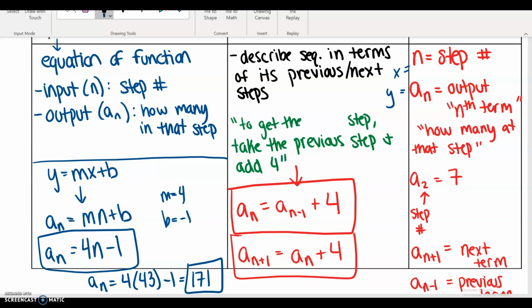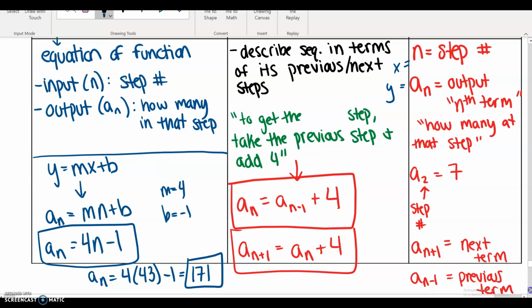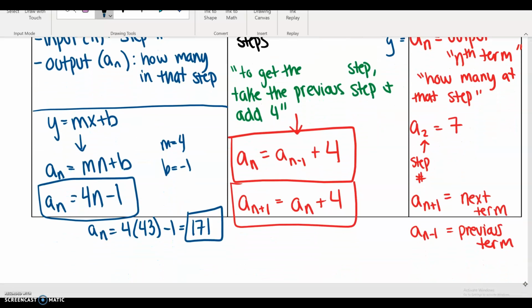Long story short. Okay, and that's one way to write an explicit formula, and it's nice because you don't have to have the previous steps to be able to use it, whereas in a recursive formula, you have to have the previous step. Okay, there's one other way to write an explicit formula, and you have options. Option 1 is to compare to a linear function. Option 2 is the formula for an arithmetic sequence, which goes something like this.